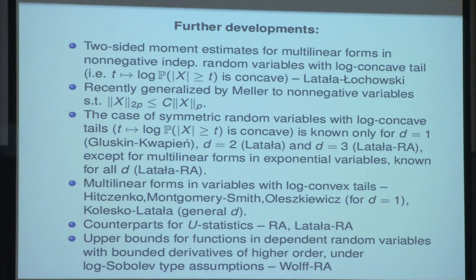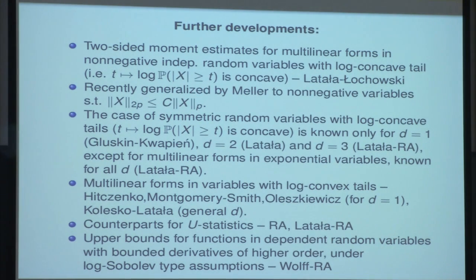And this was done for general multilinear forms by Rafał Latała and Rafał Łochowski. And recently it was generalized. This is a geometric-like assumption on the tails. This is a weaker assumption, including, for example, random variables with tails heavier than exponential. This was done by another Rafał. This is Rafał Latała, Rafał Łochowski, and Rafał Meller, recently, like 2 months ago. This is for non-negative random variables.